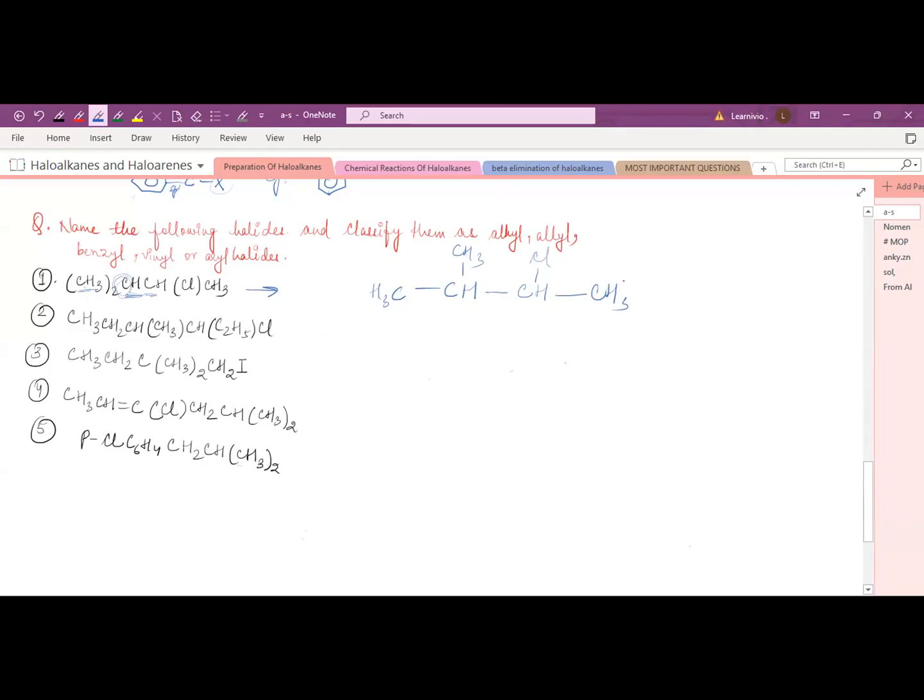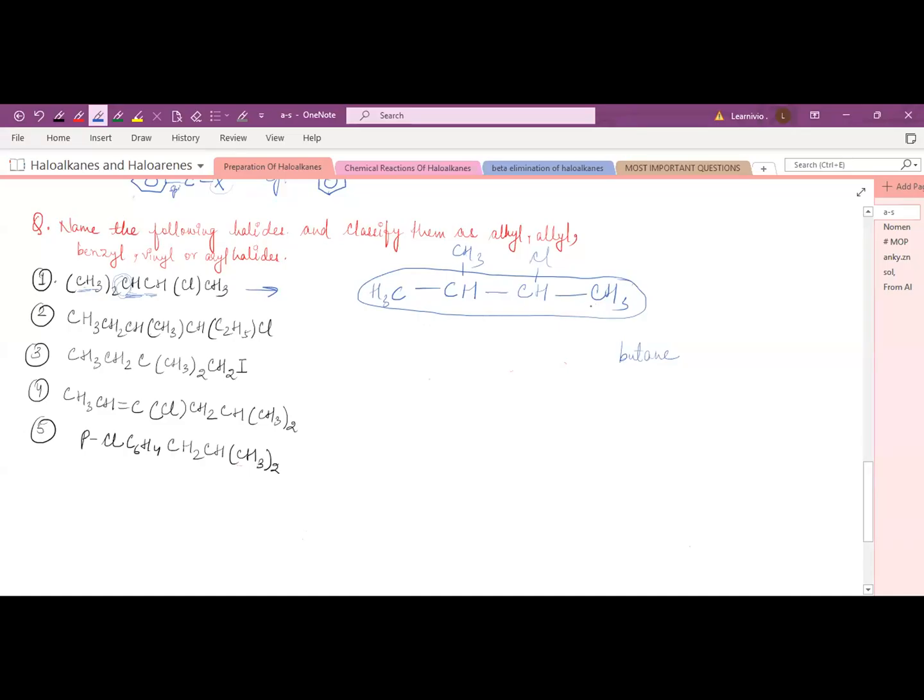First write down the name of this. You can see how to name this. First try to find the longest chain. Longest chain is your parent chain. So this is a parent chain: 1, 2, 3, 4, four carbon. What do we name the four carbon chain? It's butane. You can see one single bond over here, so all are alkane. So it's butane.